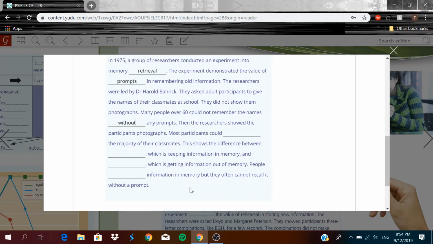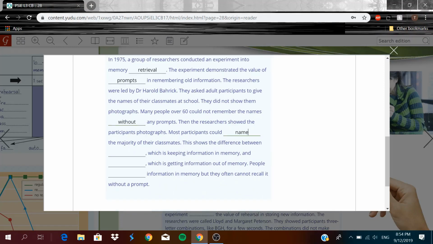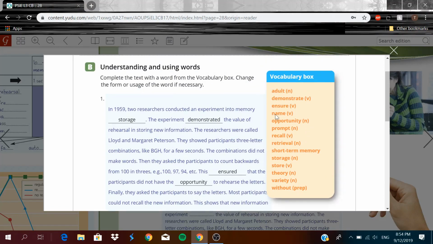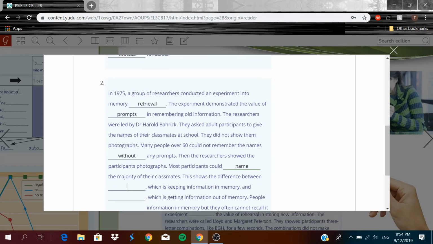Okay, so this one's simple. Could name, okay, the majority of their classmates. Here we have name, okay? This shows the difference between dash, which is keeping information in memory. This one's simple. Storage, okay, which is keeping information in memory. Again, read after so you can get a better clue. And dash, which is getting information out of memory. This one's retrieval, okay? So we'll use it twice.